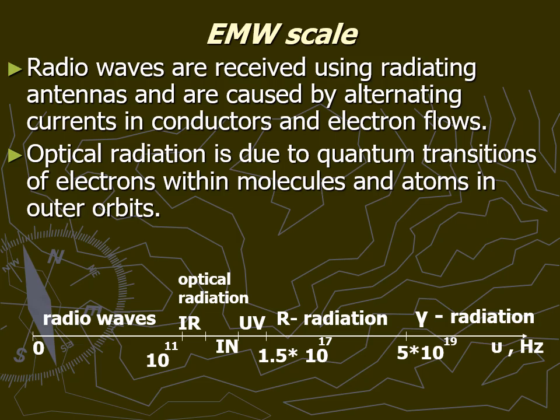The sources of the radio waves we have are antennas. In the case of optical radiation, we refer to infrared, ultraviolet and visible radiation as optical radiation. These types of radiation are obtained due to quantum transitions of electrons in external orbits. This is about optical radiation.